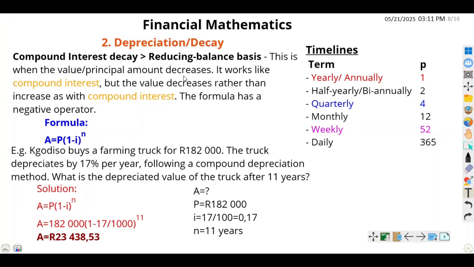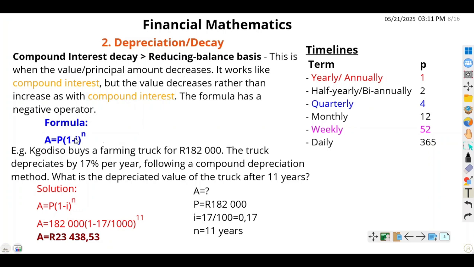All right, so what is compound interest decay? This is when the value or the principal amount decreases for a certain item or product. So it works like compound interest, but the value decreases rather than it increases as with compound interest. In this case, the value decreases. It's not like back then when we were doing compound interest investment where the value was increasing. So that is just what they're trying to say. So the formula has a negative operator.